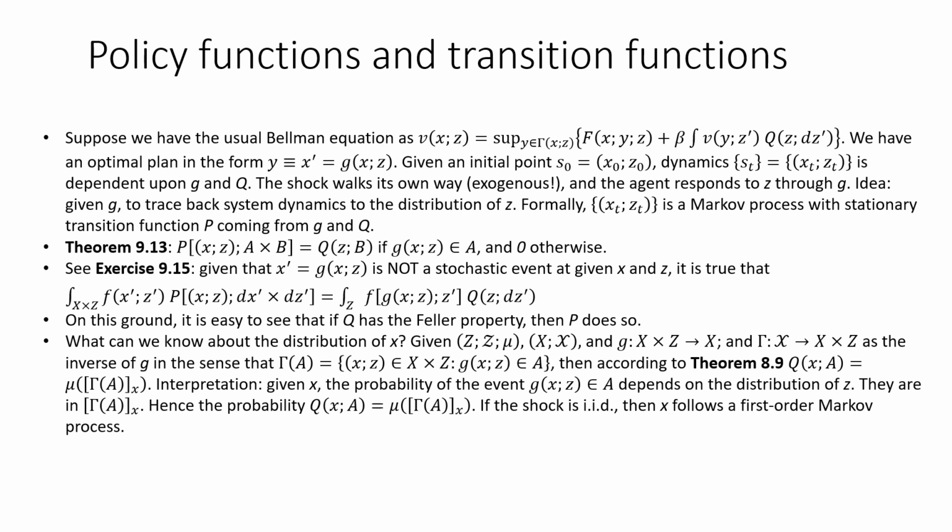This is the idea that exercise 9.15 utilizes, given the straightforward idea that with given x and z, the change in the endogenous state is not a stochastic event. If we want to calculate the expected value of a function f by integrating with respect to the probability measure p, this expected value can be reduced to calculating the expected value with respect to probability measure q. And on this ground, it is also easy to realize that if q has the Feller property, p also has the Feller property.